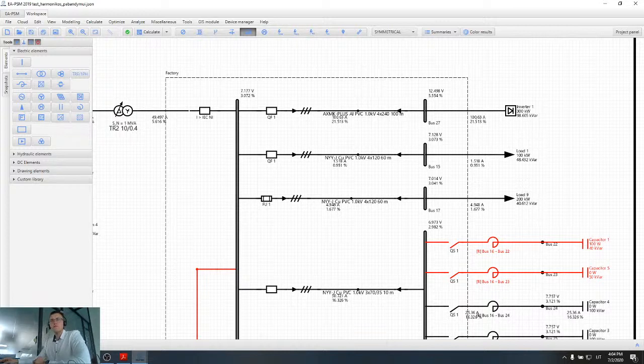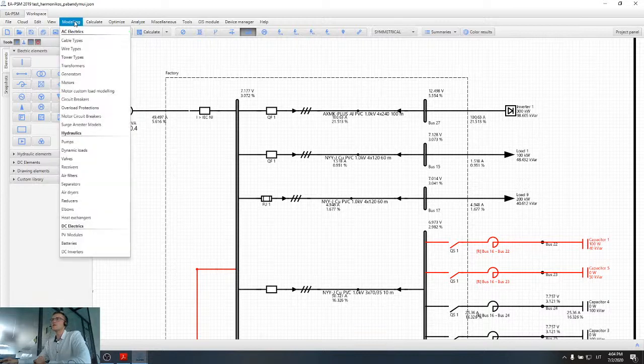Then I have a question from Marcelo. He is asking whether we have libraries in the software. So yes, we have libraries for power cables, for relays, and all the other equipment. So in the modeling chart, we can see what the possible libraries are: cable, wire, tower, transformer, generators, motors, circuit breakers, overload protection, and different types of protections in case of an electrical network.